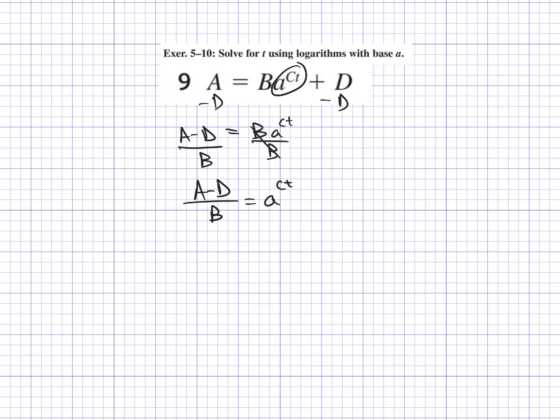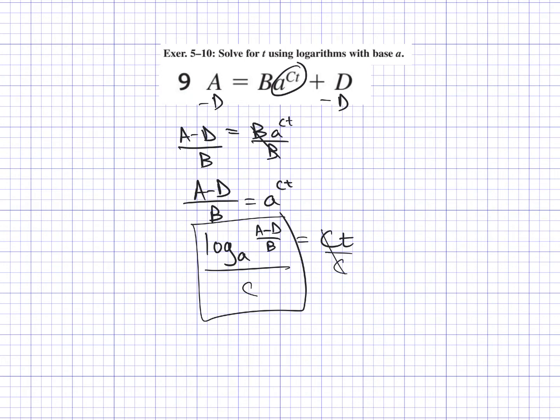So again, I'm just going to flip-flop it. Log base a of our answer, a minus d over b, is equal to the exponent, ct. Now we got to get t by itself, so let's divide everything by c. Okay, and that would be our answer.